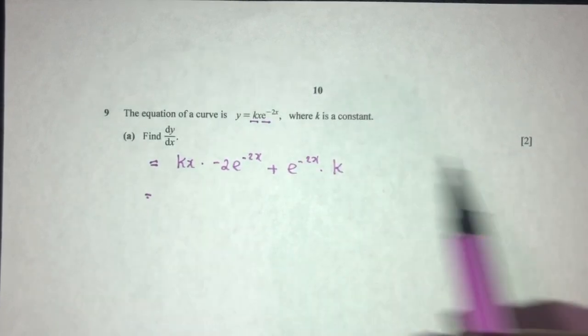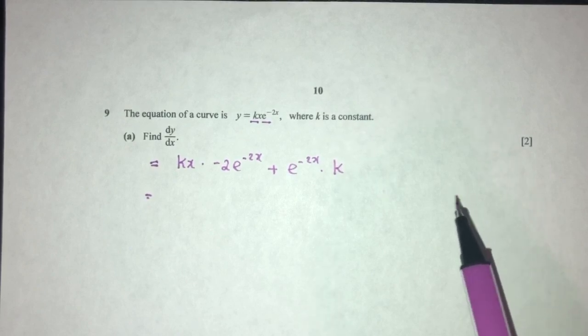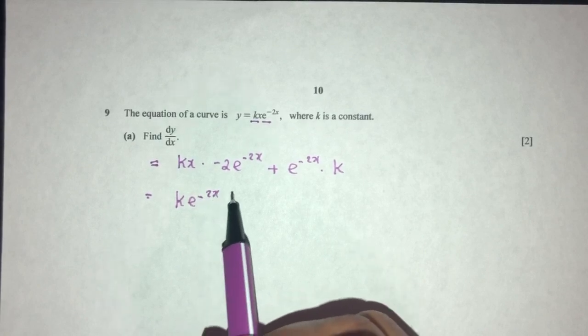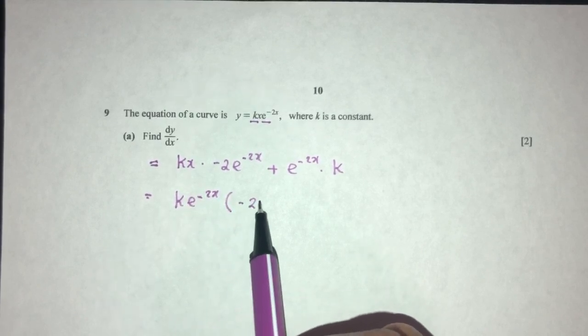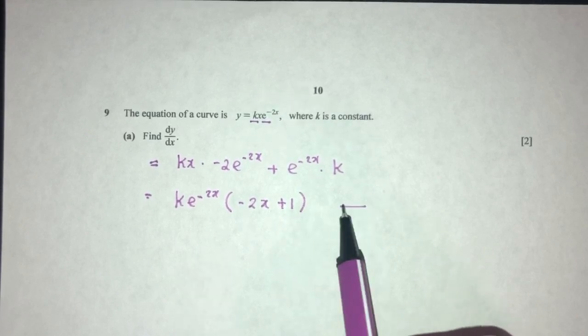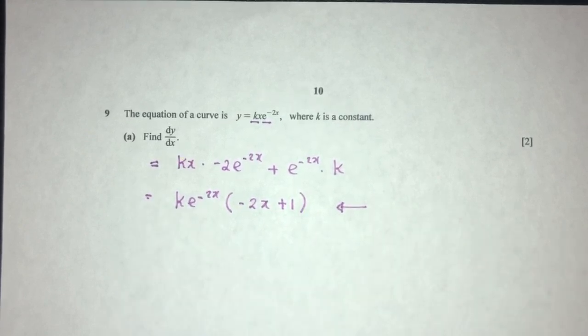Simplify. We can factorize the k outside, and exponential minus 2x. You will have the minus 2x, and here we have plus 1. This is the value of dy by dx. Done.